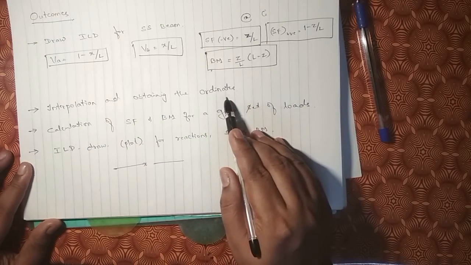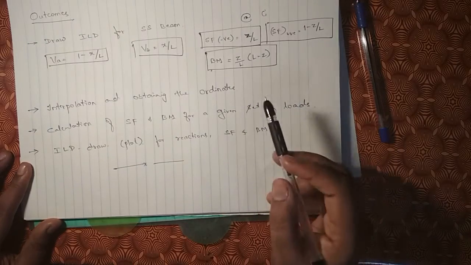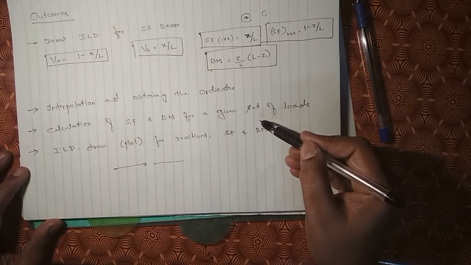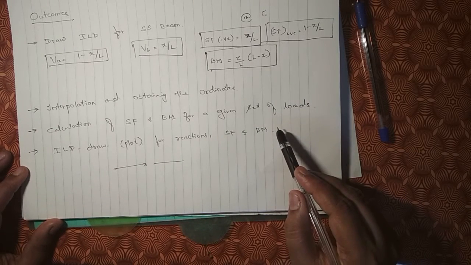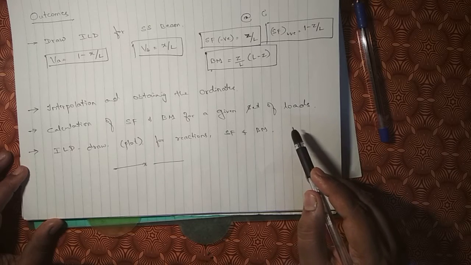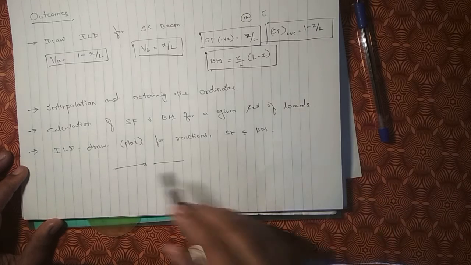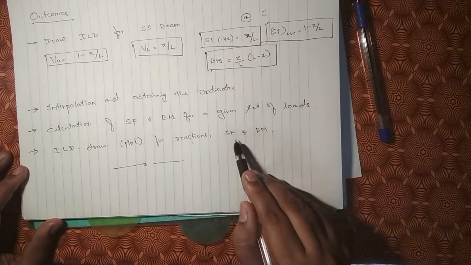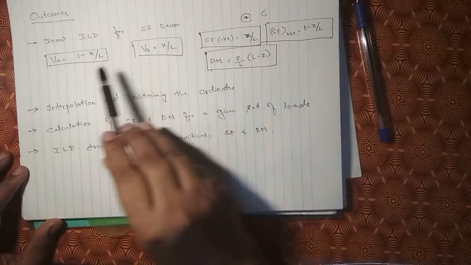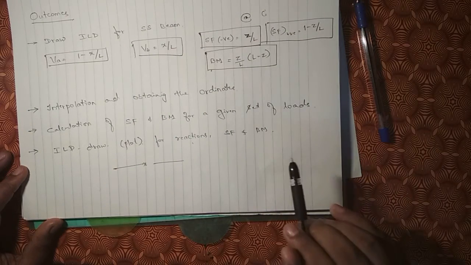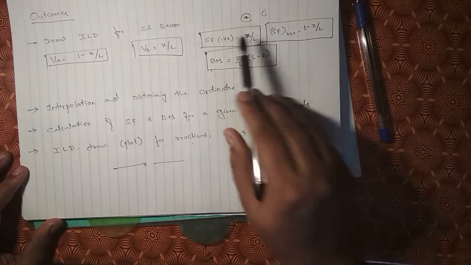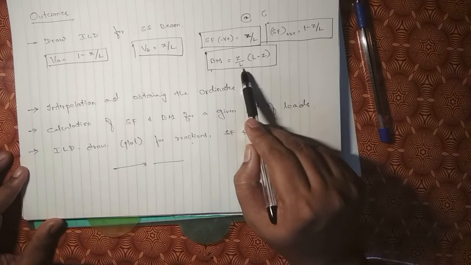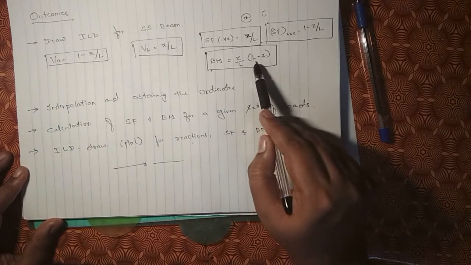We learned how to interpolate and obtain the ordinates for shear force, bending moment, and support reactions. Thereby we learned how to evaluate the shear force and bending moment using ILD for the given set of moving loads or rolling loads. Then we learned how to draw the influence line diagram for support reactions, shear force, and bending moments. These 5 terms are very important. Shear force negative is Z by L, shear force positive is 1 minus Z by L, and the bending moment ordinate is Z by L into (L minus Z).